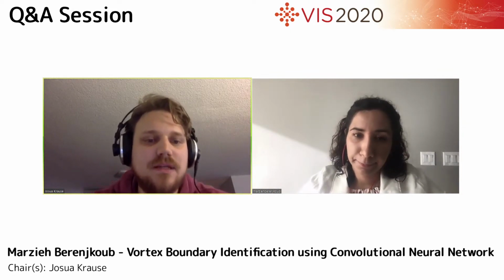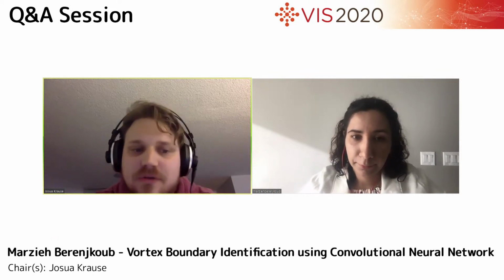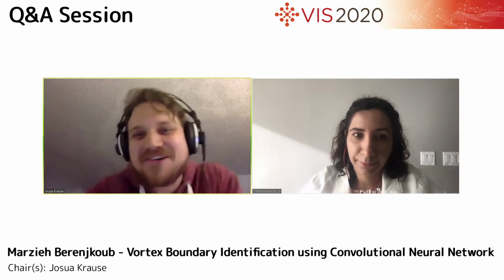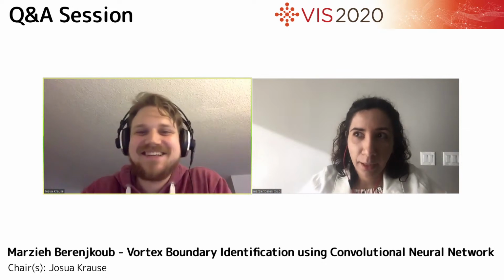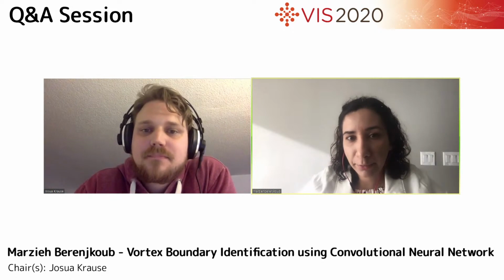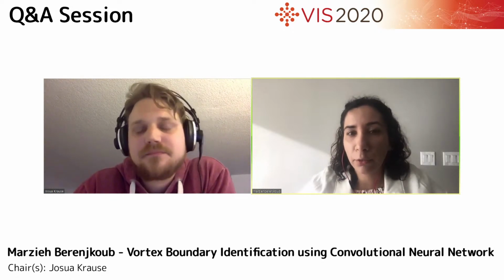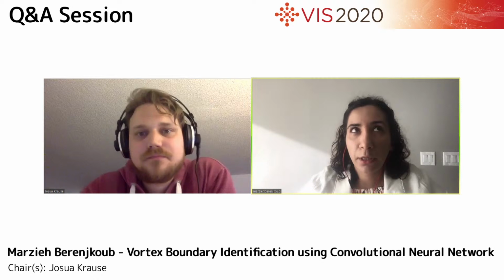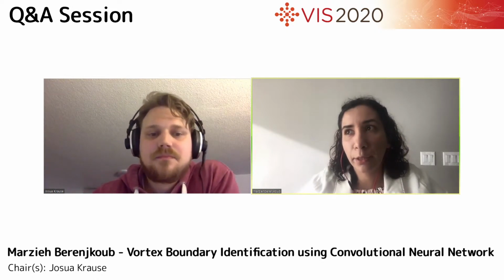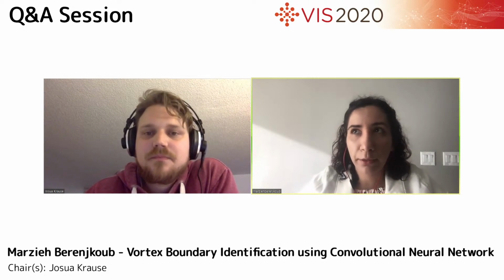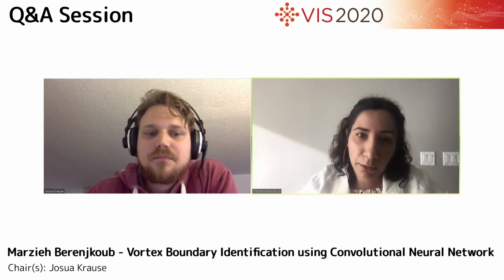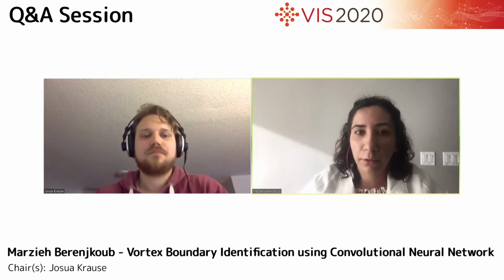So the next one is, how are you handling moving vortices? At this moment, we are working on the steady flow, and we are not considering time-dependent flow. We consider only one time slice. But I think if we want to handle timing, we just need to add more data input to the neural network, and then track the center of the vortices. So it shouldn't be that difficult. We can add it in the future.